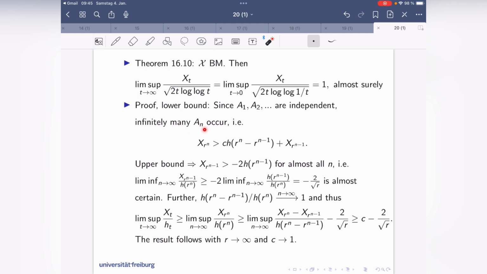So infinitely many A_n occur, which means exactly this: X at time r^n, so the increment, is larger than this infinitely often.